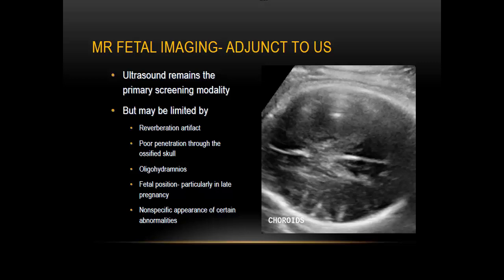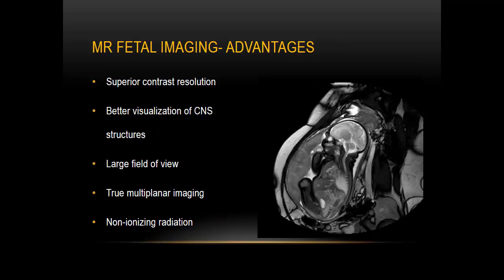Now, in terms of fetal imaging, we know that it should be used as an adjunct to ultrasound. And why? Because as the babies grow older, you get a lot of artifacts. You have reverberation artifacts on ultrasound. It's difficult to penetrate through the skull. If you have oligohydramnios, it's difficult to see the structures. And that's where MRI is helpful.